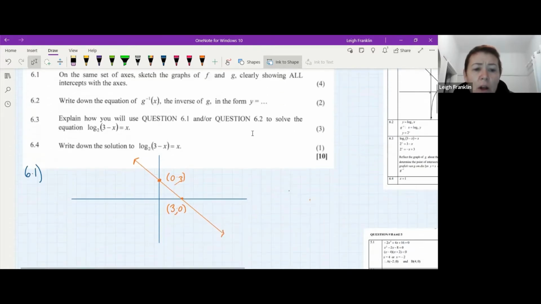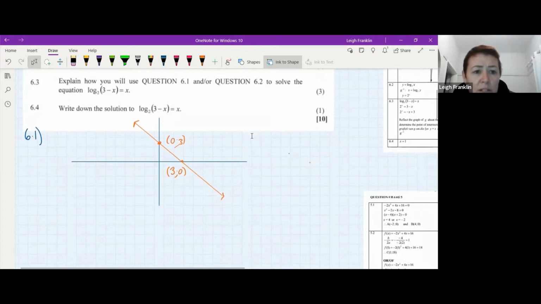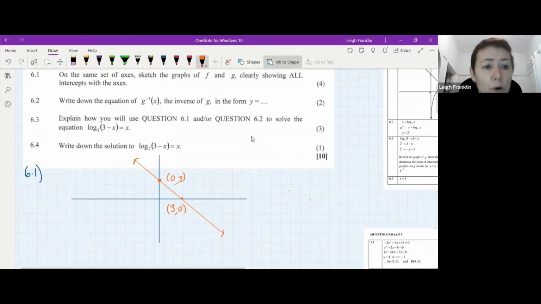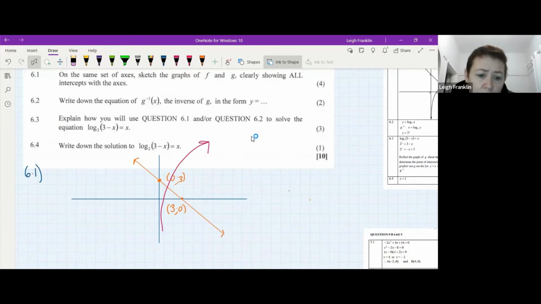And now our log function. Again, if you've learned this, it just makes your life so much easier. Your y-axis is now your asymptote, and it will have an x-intercept. This graph will look something, I haven't drawn it very well, but it would look something like that.